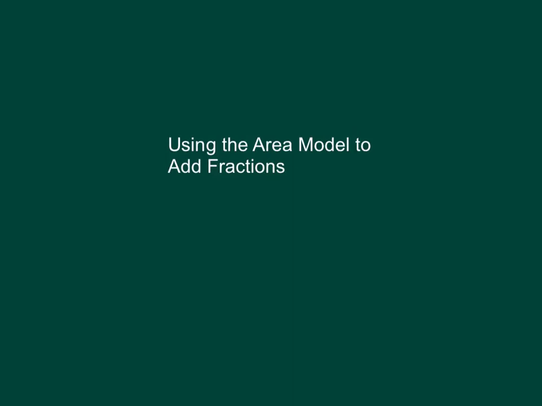Once you have a common denominator, whatever you did to your denominator, you do to your numerator, and then you go ahead and add up the numerators, leaving the denominator the same. So the rule is pretty easy. So why use the area model?